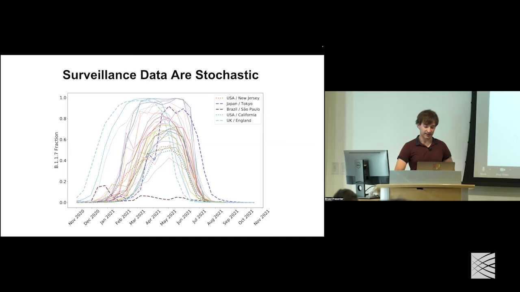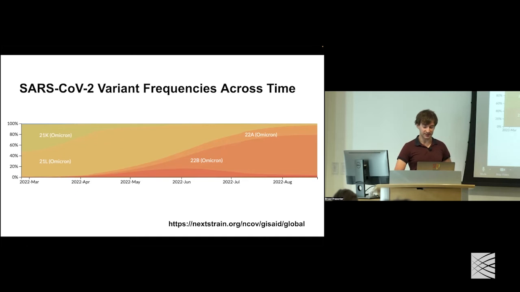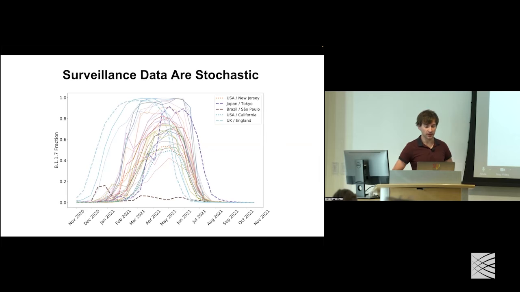The other thing is that this plot here is from global data, and so these variant frequency curves are quite smooth. But if we start zooming in on the data, we see that the data is actually pretty stochastic. Here we see a very similar set of time series curves. Here we're showing variant fractions for one particular variant, B117, which was also known as the alpha variant. Each of the time series curves here corresponds to a different region. Time is across the horizontal axis.